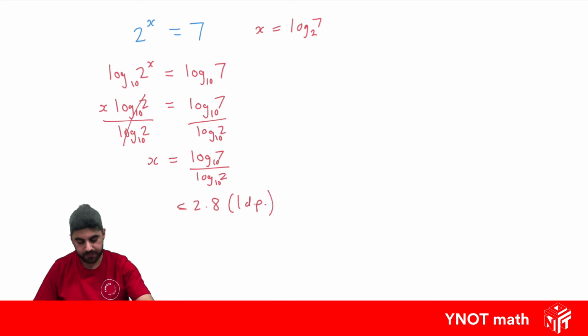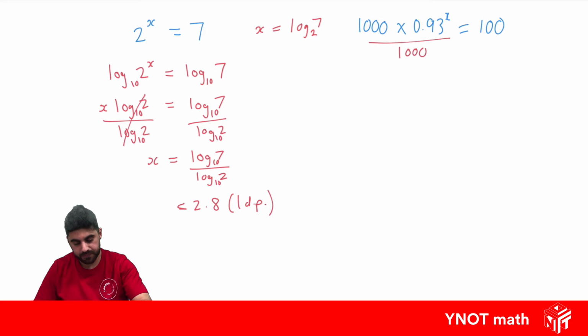Let's have a look at another one. 1000 times 0.93 to the power of x equals 100. So we're going to apply something similar here, but we just need to get this term on its own first. So we're going to divide both sides by 1000. Thousands will cancel. We're left with 0.93 to the power of x equals 0.1.